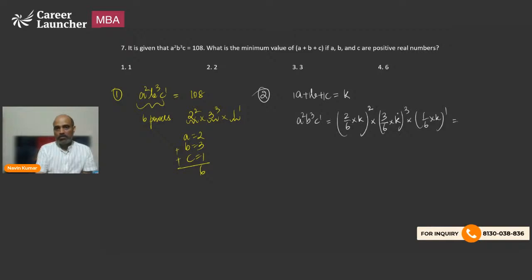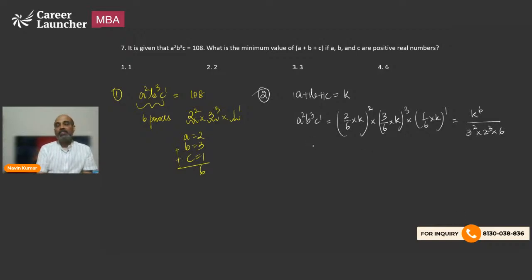So K is 2 plus 3 plus 1. So K to the power 6. 2 by 6 is 3, so this is 3 square. 3 by 6 is 2, so this is 2 square. And this is 6. Sorry, 2 cube over.